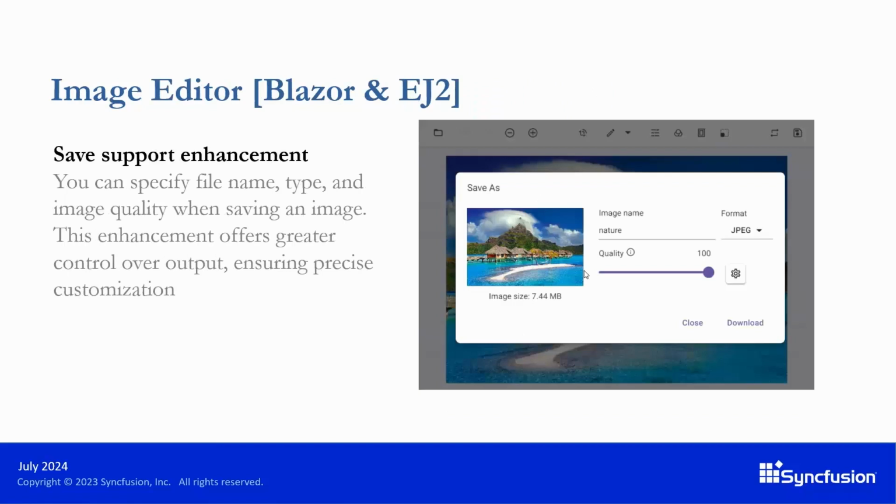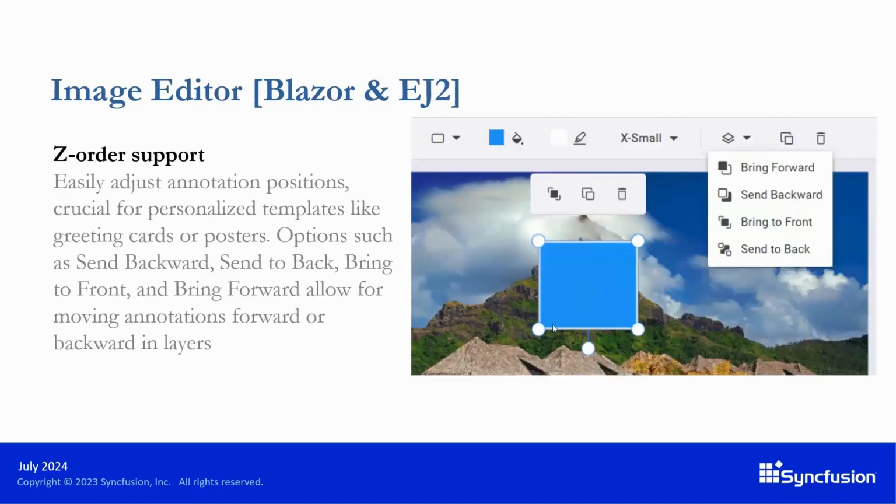And the final common update for Blazor and EJ2 platform is in the image editor component. You can now save the images in different file formats and you can move the annotations using different options like send to back, bring to front, and bring forward.